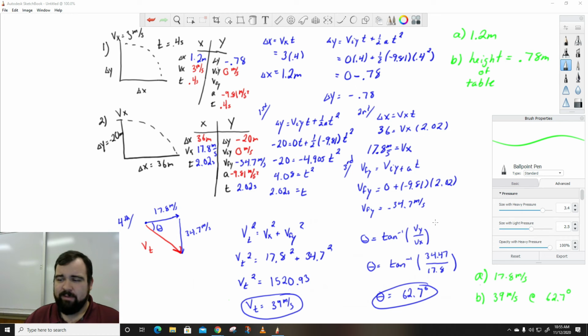Now for our final answers for number 2: initial speed 17.8, and the final speed and angle of impact 39 and 62.7.